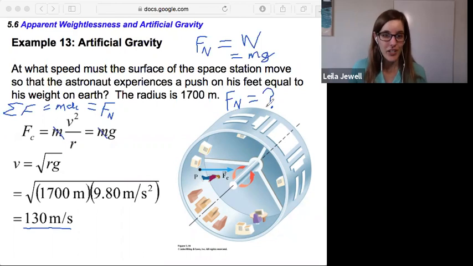But this example pulls us through the end of chapter 5. We have now come full circle in studying uniform circular motion and how the circles work when you start moving in a circle. Thanks, y'all.